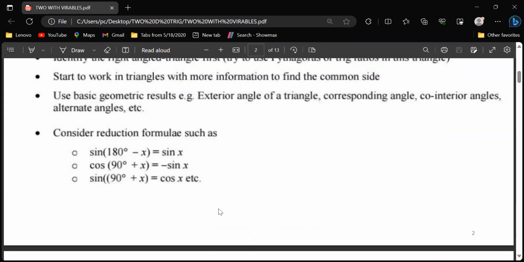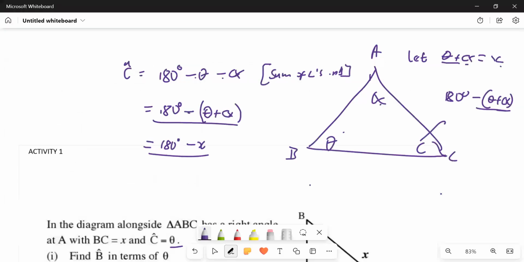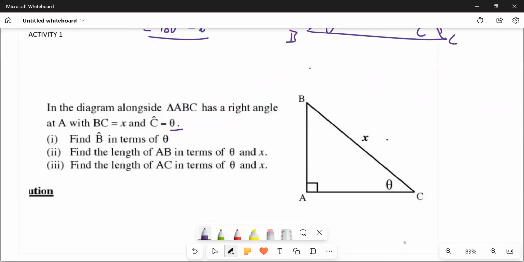Don't use x, use any other alphabet. Use P, because x is usually used on the diagram. So you can use any other alphabet except x, especially if you look at this diagram, it already has x here. So it might be a little bit confusing for you.